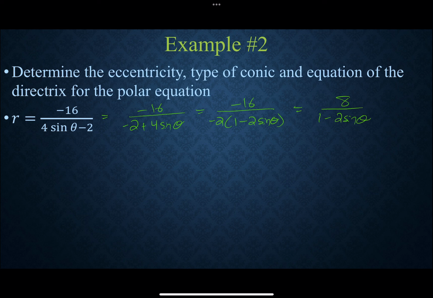And again, the number in front of the trig function is E. The negative just tells us the type of function we're dealing with, so we don't consider E as negative 2. It's always a positive 2. Since that's greater than 1, we're talking about a hyperbola.